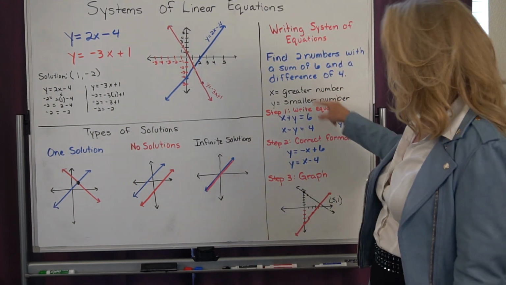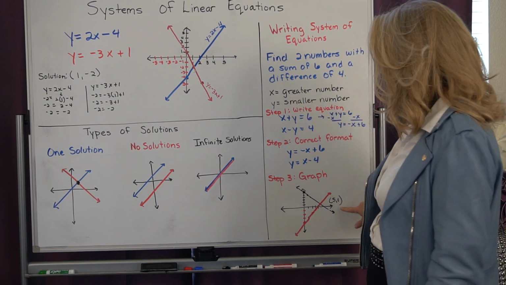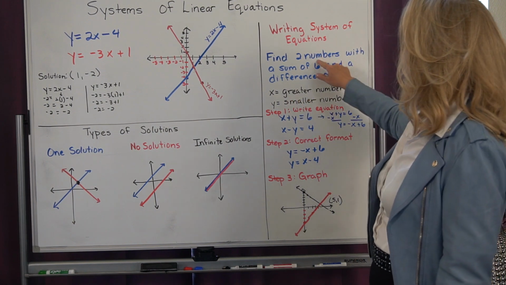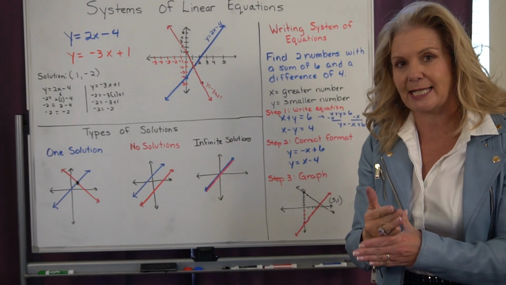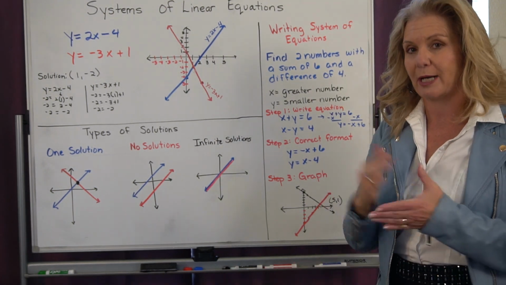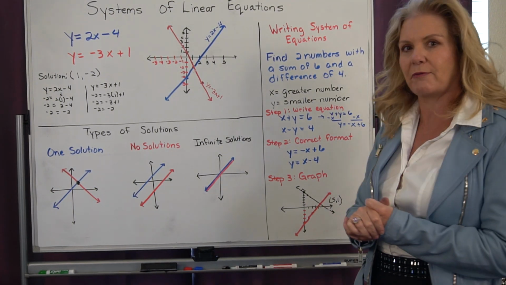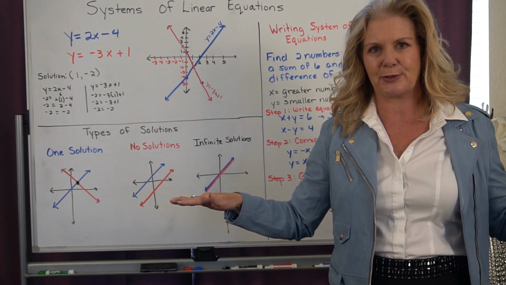So if I go back, 5 is the greater number, 1 is the smaller. They are two numbers. When I add them together, they equal 6. When I subtract them, they equal 4. I know I've got the solution.